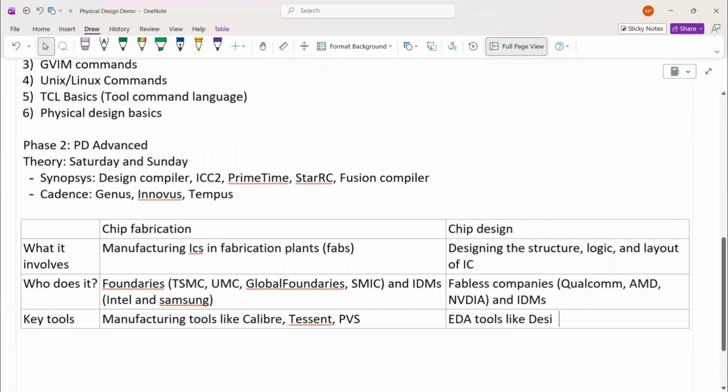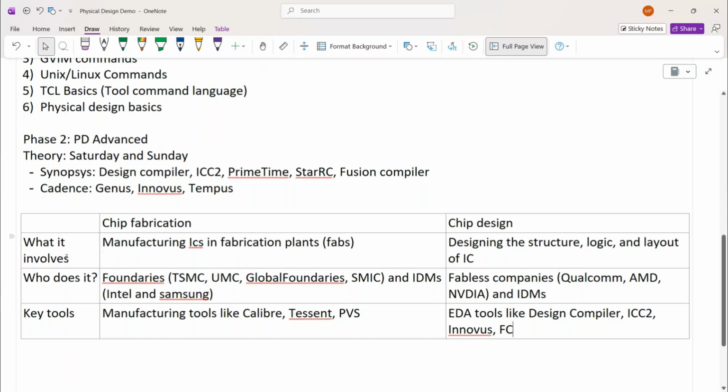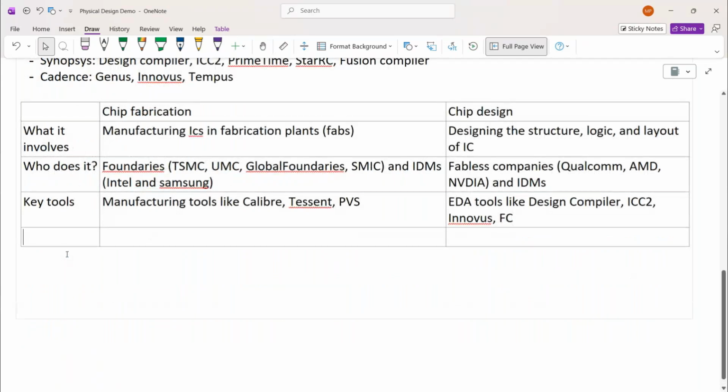Design Compiler, like I told you that we are going to use for synthesis, ICC2, right? Innovus, Cadence tools, ICC2, these are Synopsys tools. Innovus, FC Fusion Compiler. So these are the tools which I wrote earlier also. These are the tools which we use as physical design engineers. There are again more tools used by the front end, right? So tools are different for both of us, right? Fabrication team and design team. So these are the key tools.